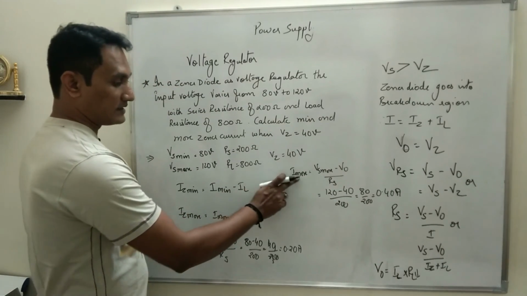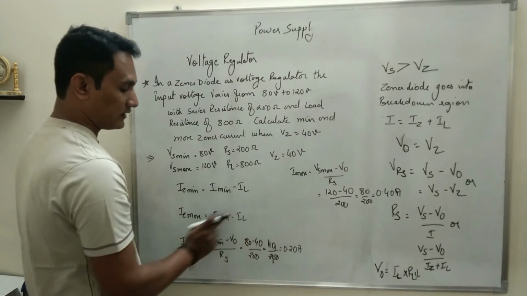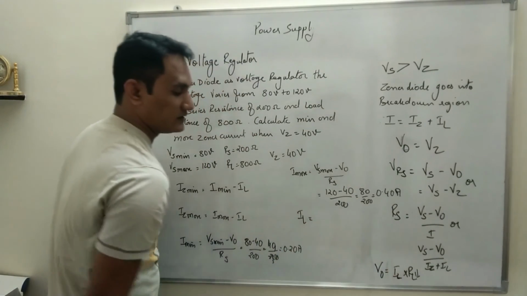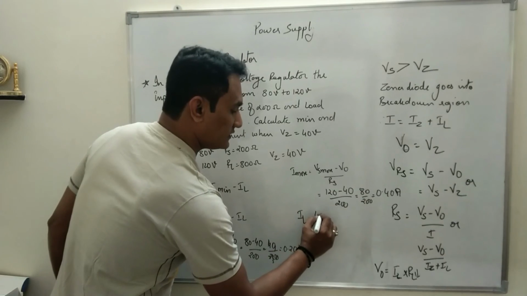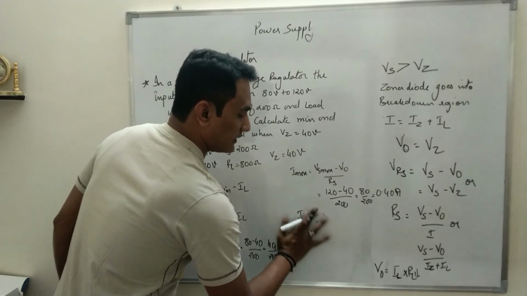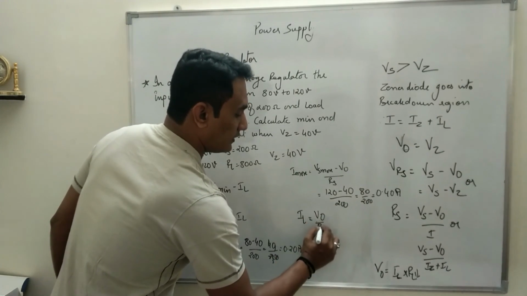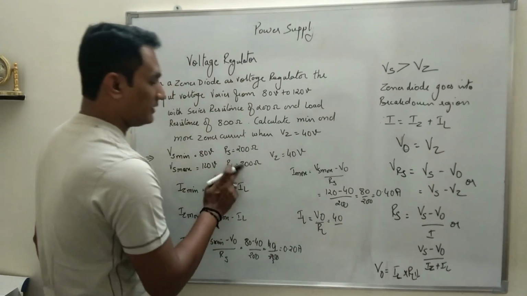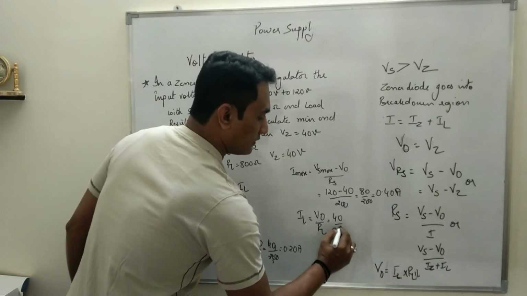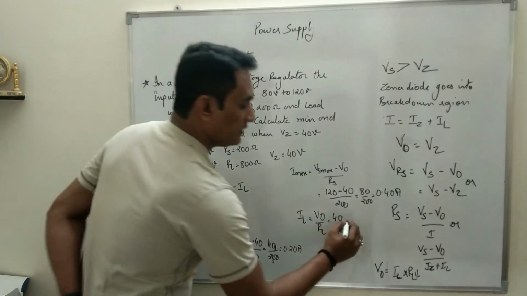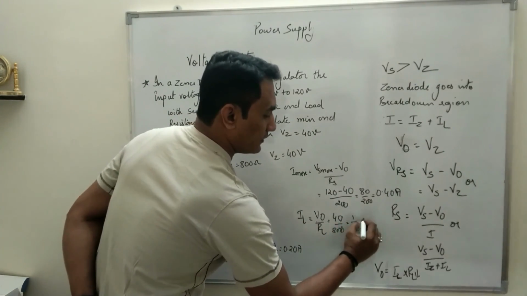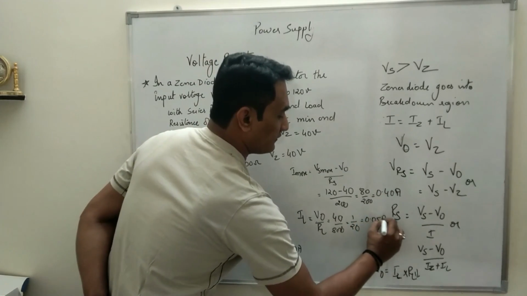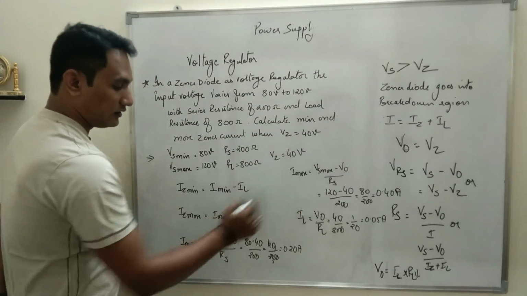So I minimum and I maximum we have calculated, and we need to calculate IL. IL by this formula is V0 upon RL. V0 is 40, and RL is 800. So this value will be 1 upon 20, and 1 upon 20 will be 0.05 amperes. Okay, so we have got all the three.